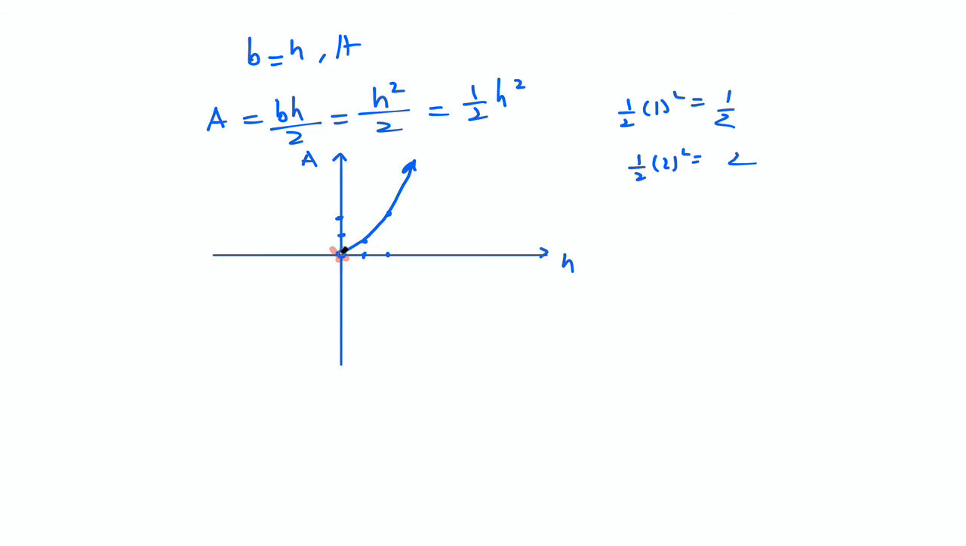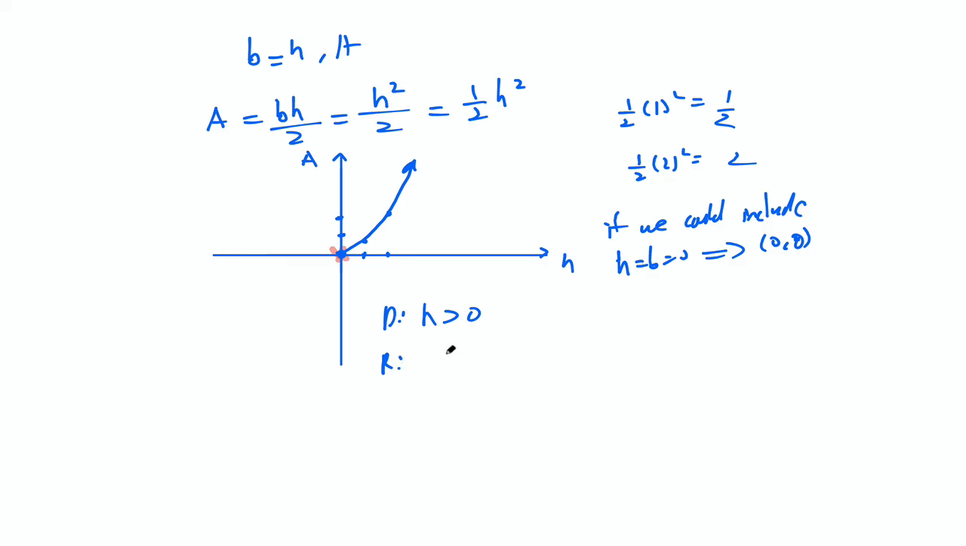If we could include the height and base being 0, then we have an intercept. The h and a intercept would be 0, 0, okay? But again, the domain of this has to be that the height has to be bigger than 0. Because if you have a height of 0, then the base is 0, then you don't even have a triangle. It's just nothing, okay?